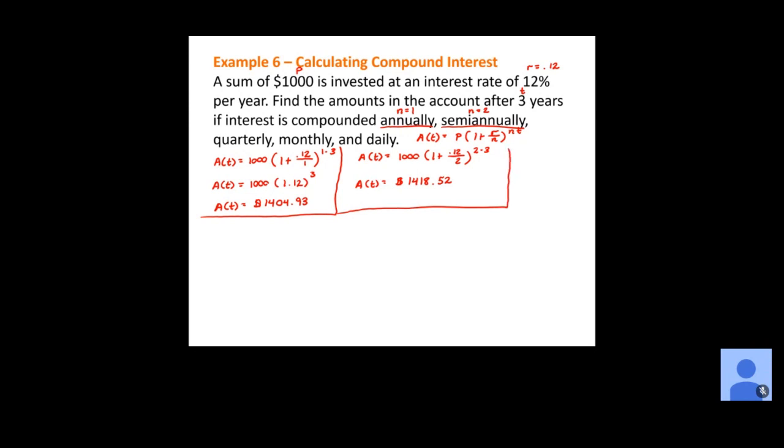Now, if we do quarterly, we said that end value is going to be what? Good. So we use an end value of 4. Again, everything else stays the same this time. So 1,000, 1 plus 0.12 over 4, and then 4 times 3 is our exponent. Whenever you get that one, let me know what you got.